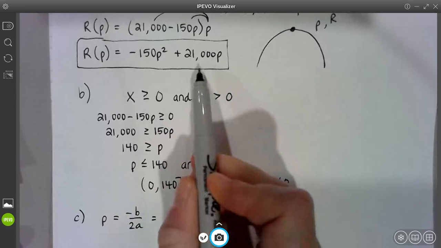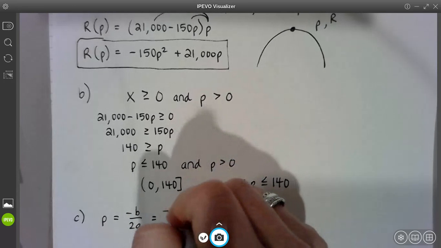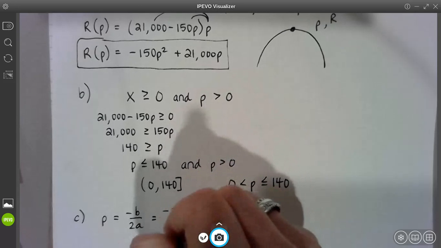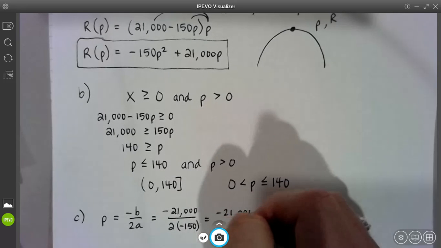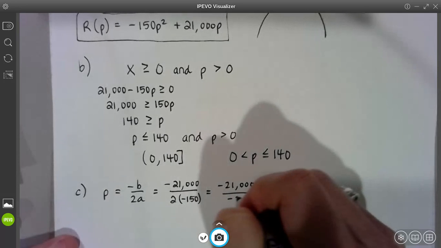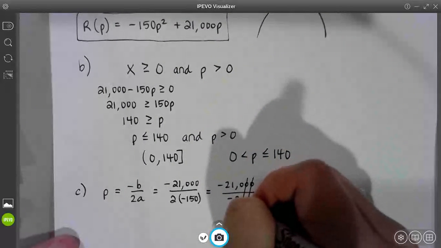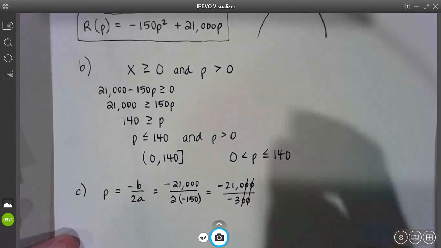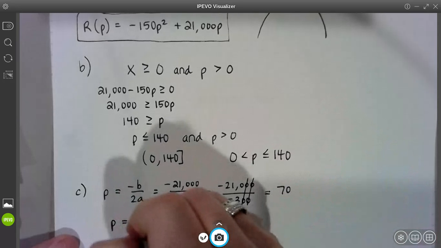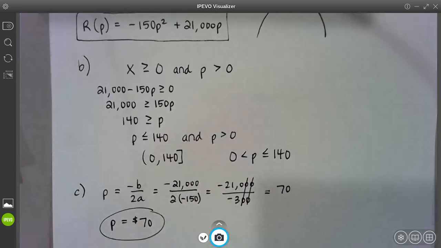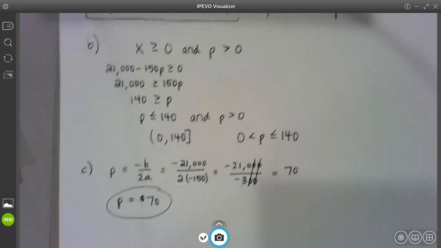All right, the opposite of B is negative 21,000 divided by 2 times A, which is negative 150. So it's negative 21,000 divided by negative 300. Gone. It's negative 210 divided by negative 3, that's 70. So the price of the calculator that will maximize their revenue is if they sell the calculator for $70. That'll make them the most money according to this information. Is everybody all right so far? Good? Okay. All right, let's go to part D.